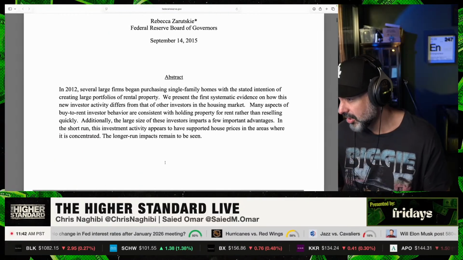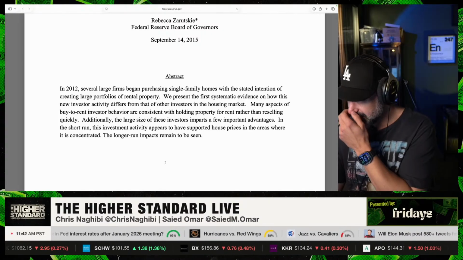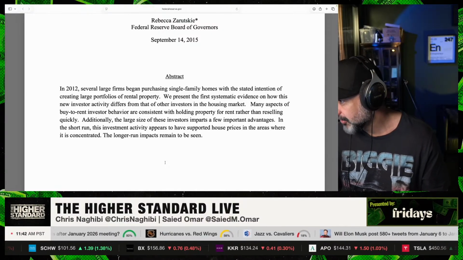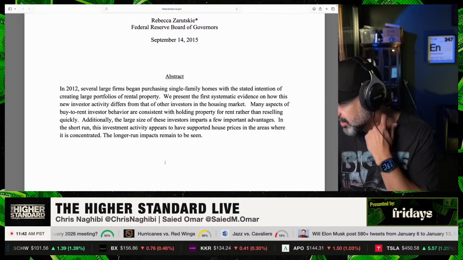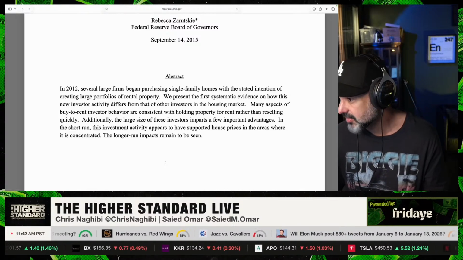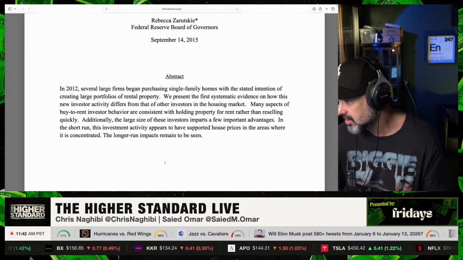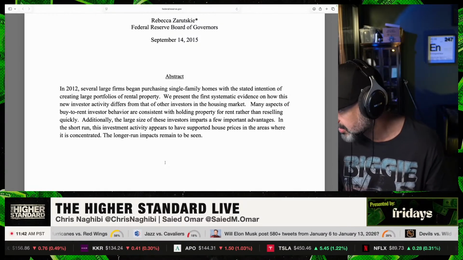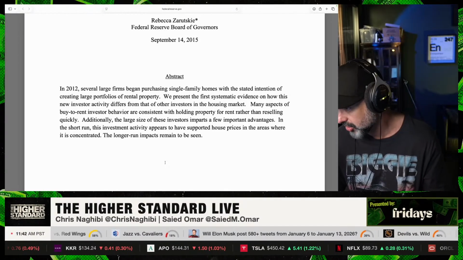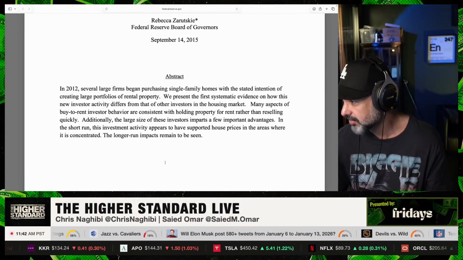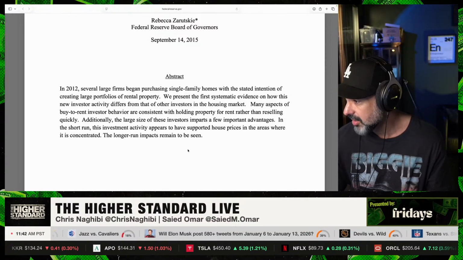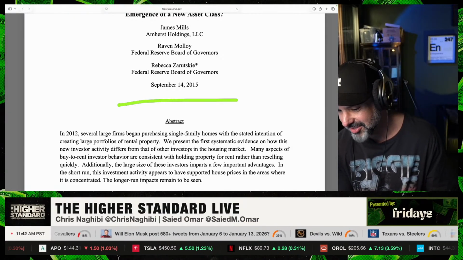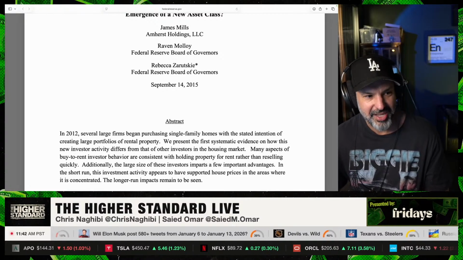In 2012, several large firms began purchasing single-family homes with the stated intention of creating large portfolios of rental property. We present the first systematic evidence on how this new investor activity differs from that of other investors in the housing market. Many aspects of buy-to-rent investors' behavior are consistent with holding properties for rent rather than reselling quickly. Additionally, the large size of these investors imparts a few important advantages. In the short run, this investment activity appears to have supported housing prices in the areas where it is concentrated. The longer run impacts remain to be seen. Interesting. So this is from September 14th, 2015. Good catch, Matt. I like it. Let's see what else we got here.